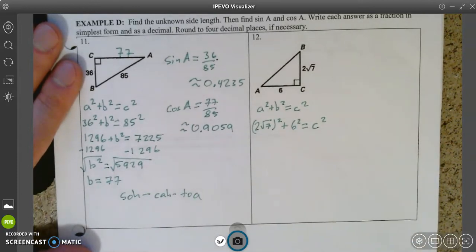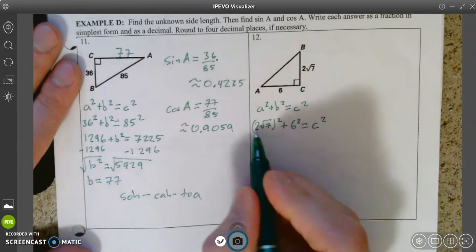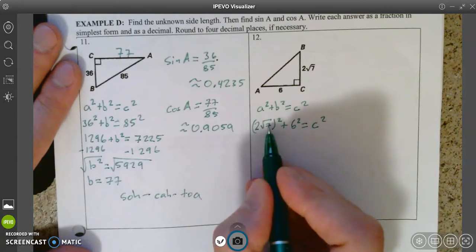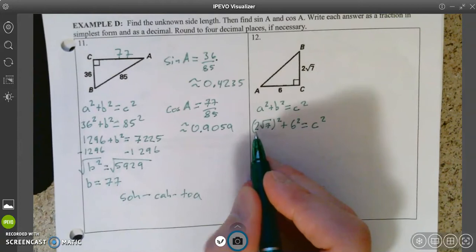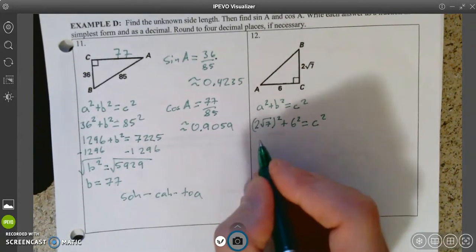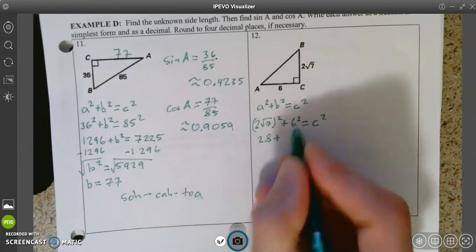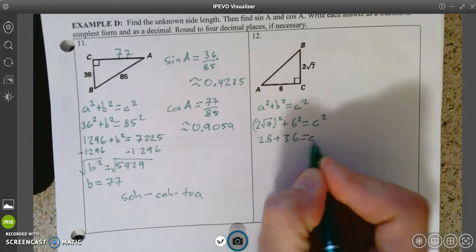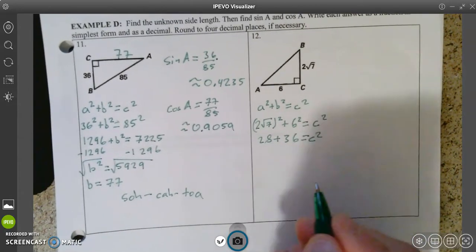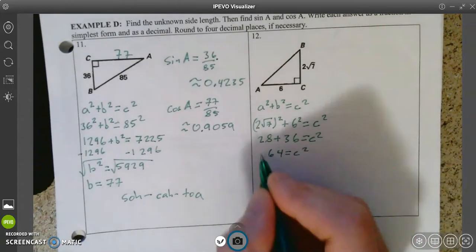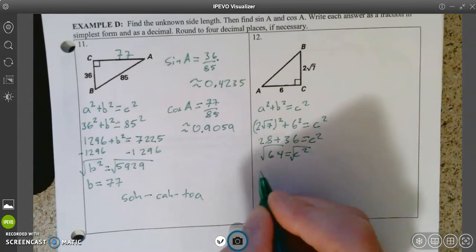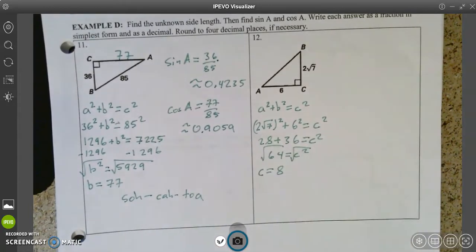Remember 2 square root of 7 squared. If we square these, we square 2 and we square the square root of 7. Square root of 7 squared is 7. Square of 2 is 4. So 4 times 7 is 28. 6 squared is 36. That's equal to c squared. 28 plus 36 is 64. 64 equals c squared. If I take the square root of both of these, I get c equals 8. So this is the length of the hypotenuse.